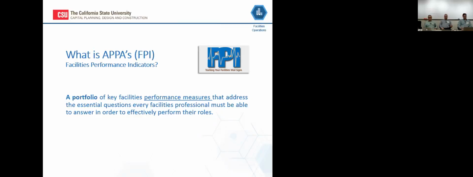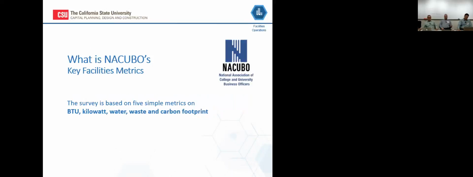As we go through the different reports, you'll see a blend between the NACUBO and the FPI because we've entered in both of them, but the majority of it will be coming out of this FPI indicator. That's what we'll be looking at. The NACUBO, these are the metrics that it covers, and I guess it's only 5 simple metrics: BTUs, kilowatts, water, waste, and carbon footprint.